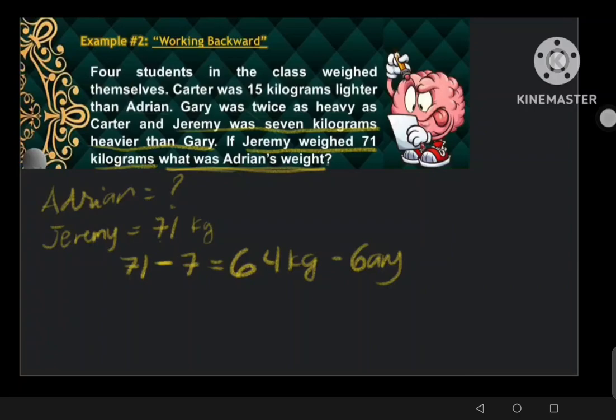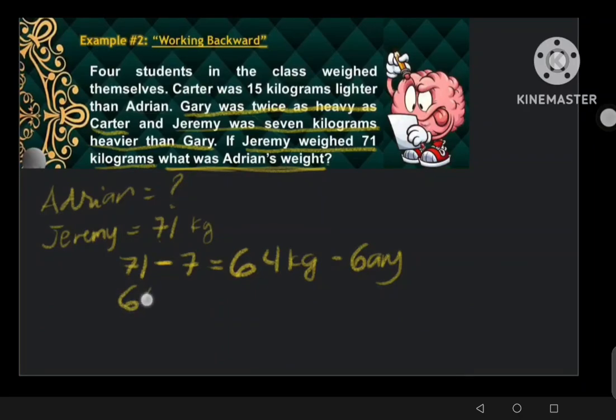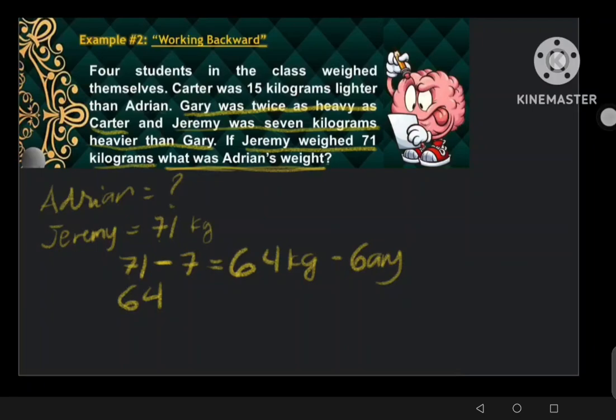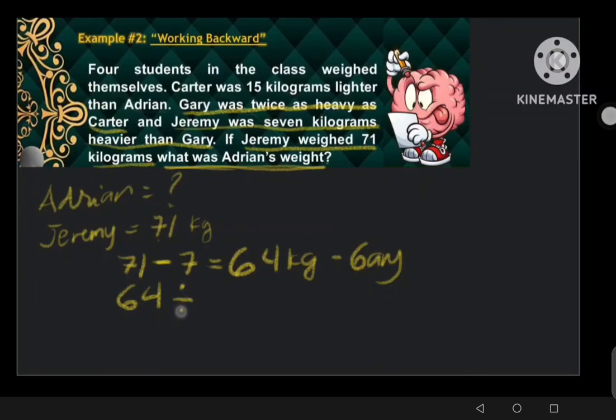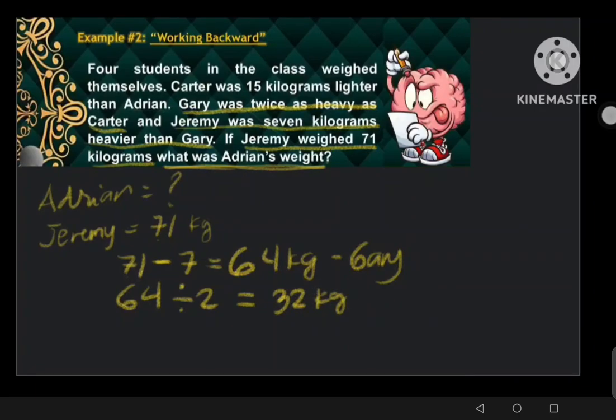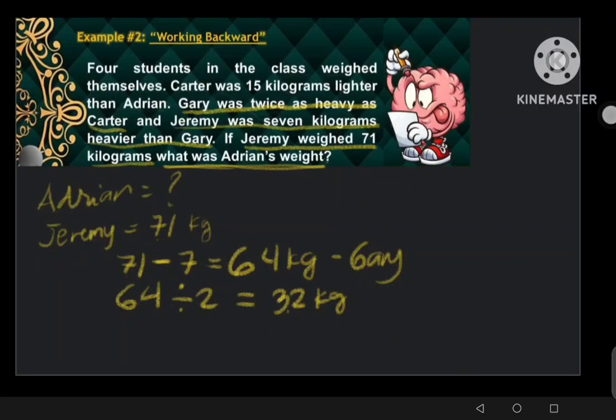What is Gary's weight, 64 kilograms? Again, it should fit our statement. Next statement here, Gary was twice as heavy as Carter. So, Gary's weight is 64. In Bisaya, Gary was twice as heavy as Carter, so Gary's weight is double Carter's weight. So, what do we do to get Carter's weight, since Gary's weight is double Carter's? If we logically analyze the statement, Gary was twice as heavy as Carter. So we're going to divide that by 2. So we have 64 divided by 2, that's 32 kilograms. So again, Gary's weight is double Carter's weight of 32. So, double 32 is 64. So, it fits the situation or the statement. So, Carter's weight is 32 kilograms.